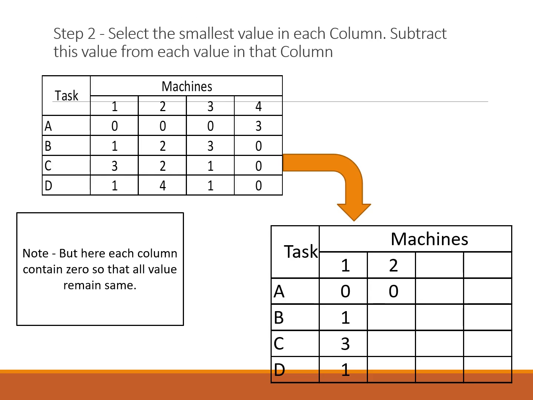Again the minimum is 0, so 0 minus 0, 0; 2 minus 0, 2; 2 minus 0, 2; 4 minus 0, 4. Move on to machine 3, column 3. Minimum is 0, so 0 minus 0, 0; 3 minus 0, 3; 1 minus 0, 1; 1 minus 0, 1. Next column 4: 3 minus 0, 3; 0; 0; 0. So here we completed our step number 2. Now move towards step number 3. Draw the lines which cover the maximum number of zeros.